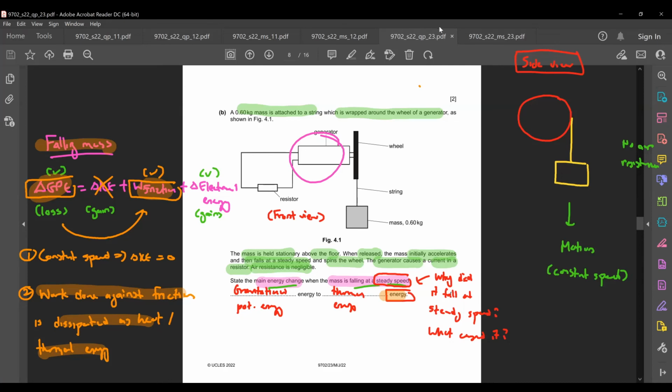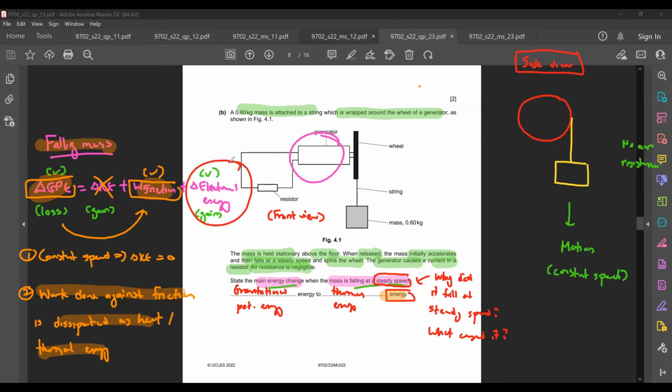Okay. Now, some people may ask, why didn't I mention this also? Now, if you're wondering why didn't I mention the loss in GP is converted to electrical energy, since the energy equation I wrote here is this, the way I would explain it would be probably that the question is asking you about the mass. The loss in GP is for the mass. The gain in KE is for the mass. The work done against friction is for the mass.